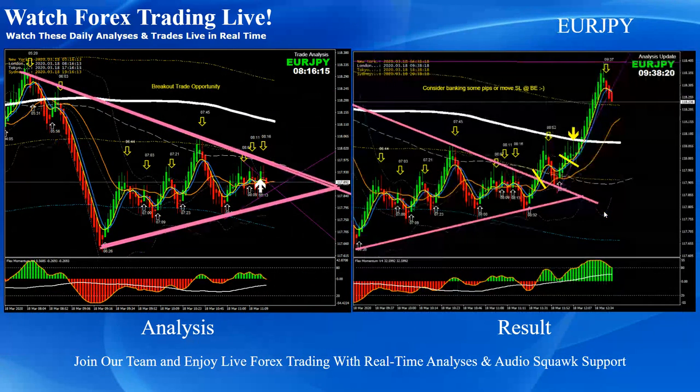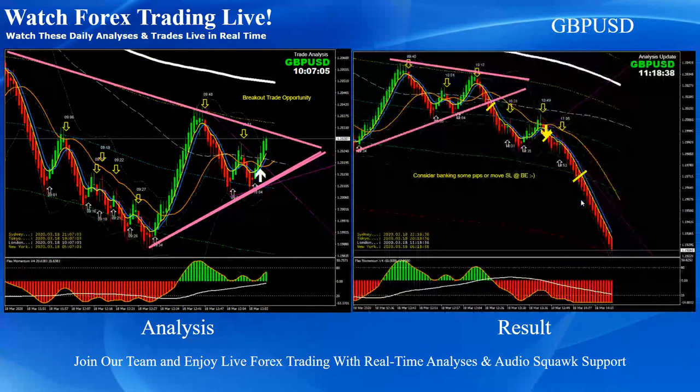Euro yen, pretty straightforward. This was the triangle pattern breakout and pullback after the breakout. The safest trade would be the pullback after the breakout. Beautiful long trade on euro yen.